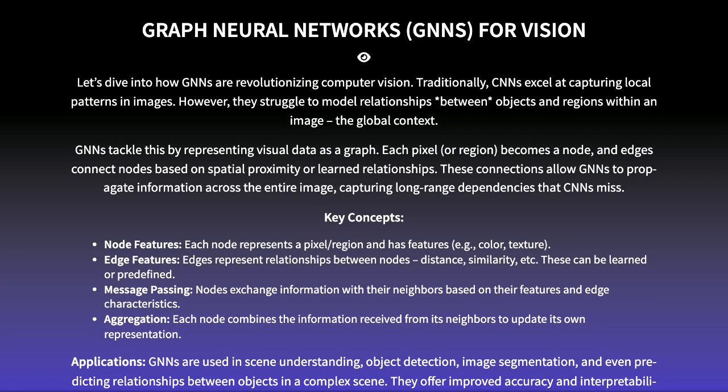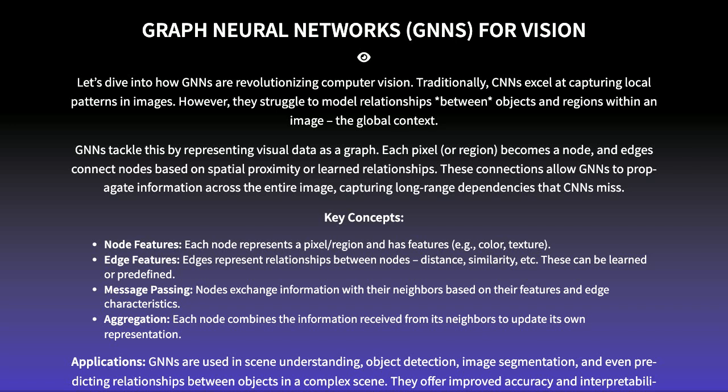Okay, so let's talk about graph neural networks for vision. You know how convolutional neural networks are amazing at spotting details within an image, but they can sometimes struggle to understand the bigger picture, how things relate to each other in a scene. GNN changed that. They treat images like graphs, with pixels as nodes and connections between them based on where they are located. This allows the network to talk to every part of the image and build up a really good understanding of the whole scene.